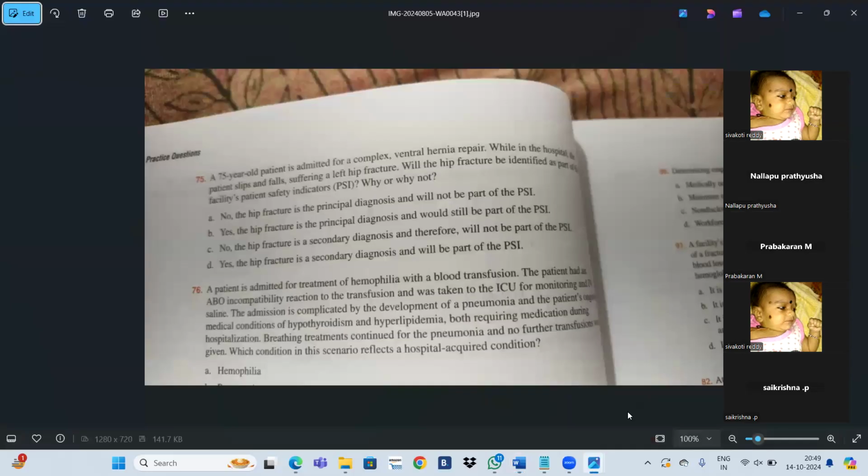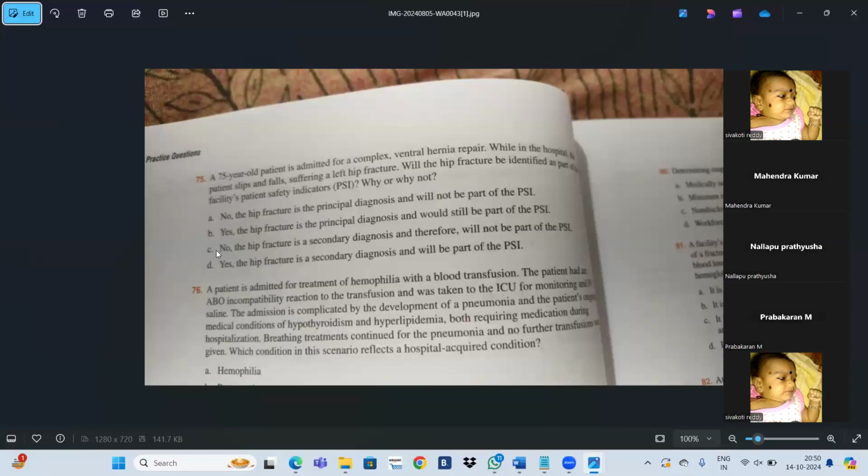Now tell me this question's answer. Does hip fracture come under PSI or not? Yes, it will come. So it will be B or D. Tell me. Option D. A and C you eliminated. B or D: you will give PDX or SDX.